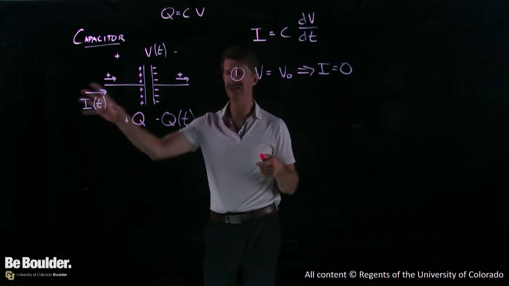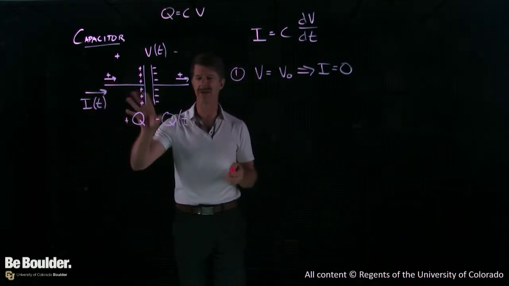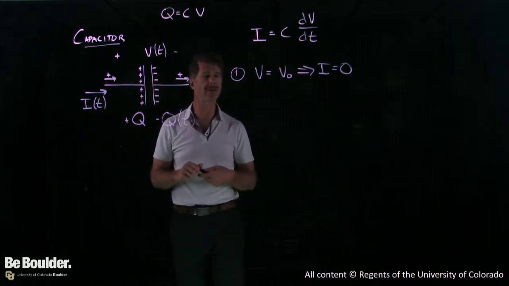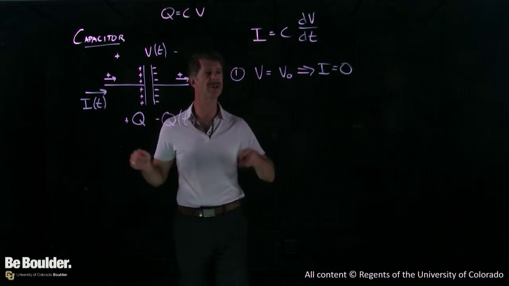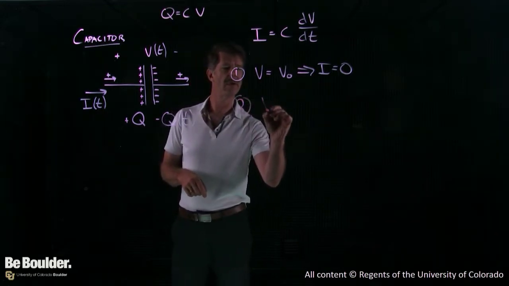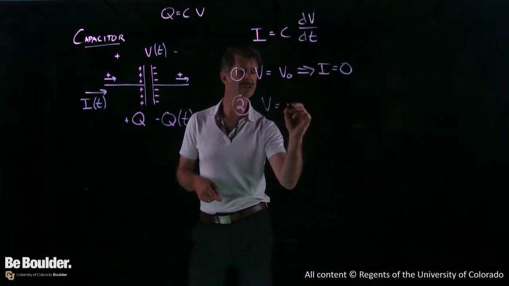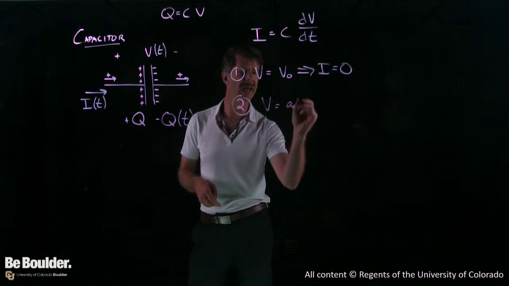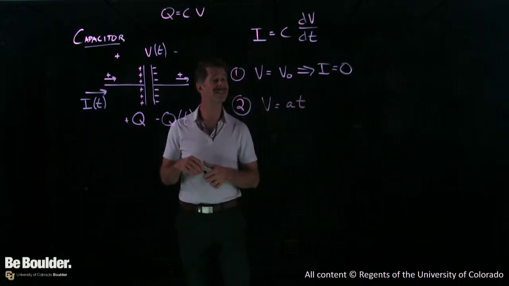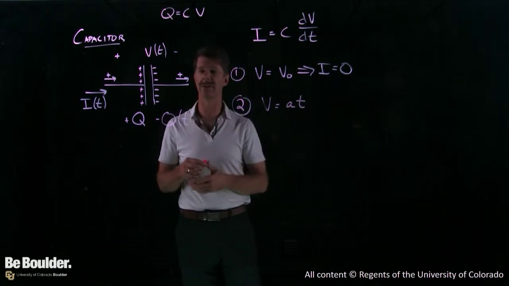If the charge isn't changing, it must be the case that the current is 0, because the way you change charge is you pump some current in or out. So that's a nice simple one. Should understand that. What about V is some straight line? Let's just make it some little a, t. It's a function of time. In this case, linearly increasing as a function of time.